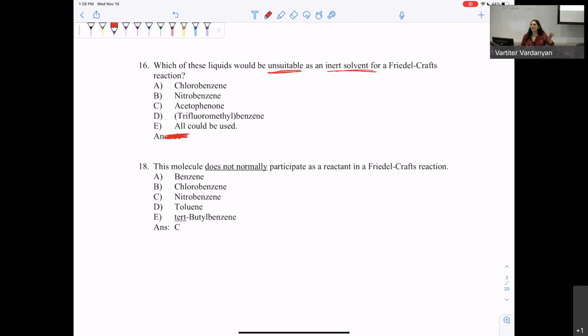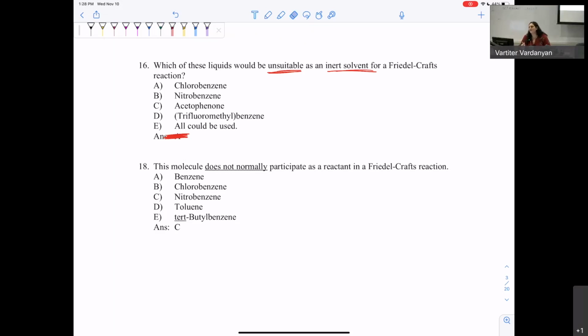So if he says unsuitable as an inert solvent, he's essentially saying which one of these can work in Friedel-Crafts. We know that the only things that can't work for Friedel-Crafts are NH2 and a strong deactivator. So we're trying to find which one of these is not NH2 and not a strong deactivator. Does that make sense so far? It is a weak deactivator, so it works. Weak deactivators do work, strong deactivators do not.